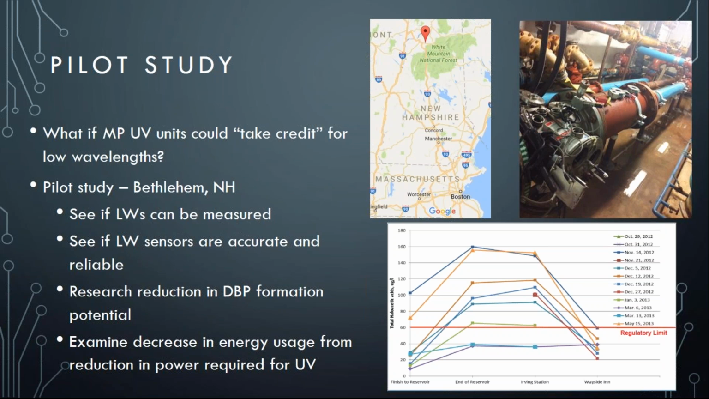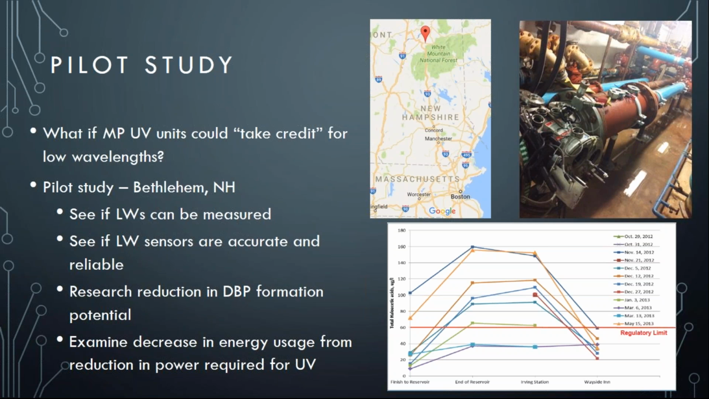So the primary objectives are to see if the low wavelengths can be measured. Are they accurate? And if so, what are the benefits for systems that can take credit for these low wavelengths? We can think about the reduction in the formation of disinfection byproducts for systems that don't need to use as much chlorine. We can think about the reduction in energy usage for taking credit for these low wavelengths because now you don't need to use as much power to get that 4-log disinfection credit. So there's a whole host of advantages and implications here.